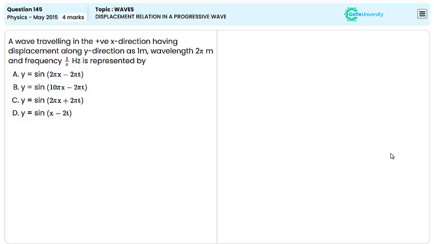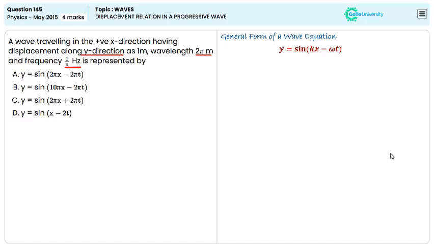The displacement of a wave traveling in the positive x direction is given by y is equal to sine of kx minus omega t, where k is 2 pi by lambda, the wave number, and omega is 2 pi f, the angular frequency, and lambda is the wavelength and f is the frequency. We are given that the displacement is along the y direction, the wavelength lambda is 2 pi m and the frequency f is 1 by pi hertz.